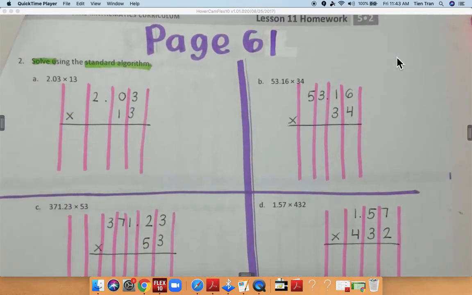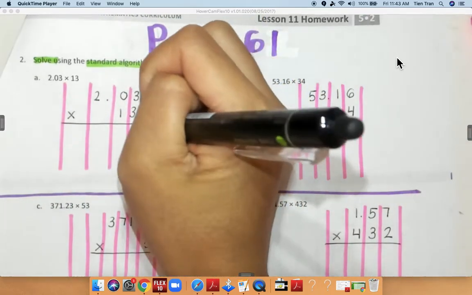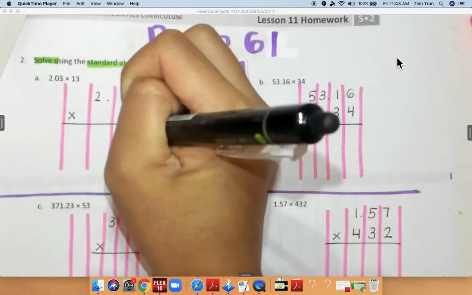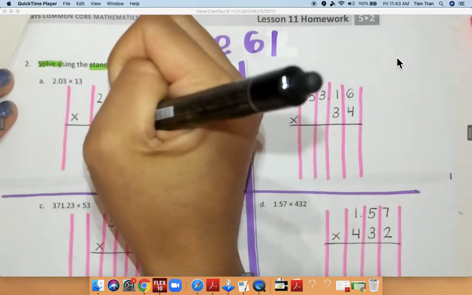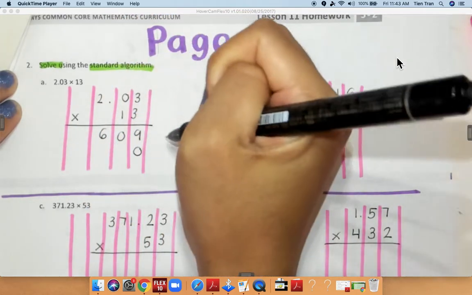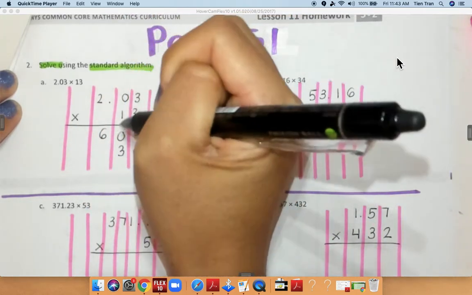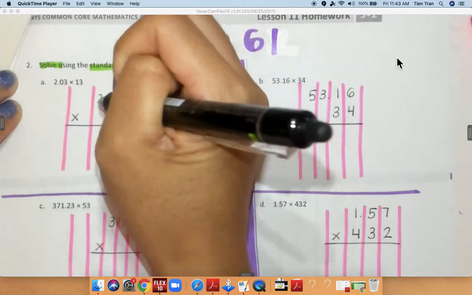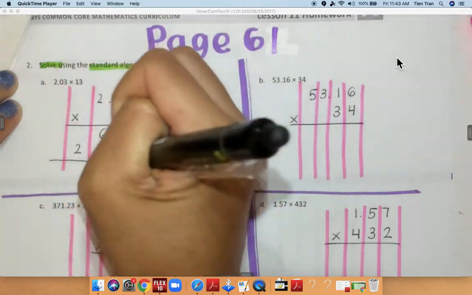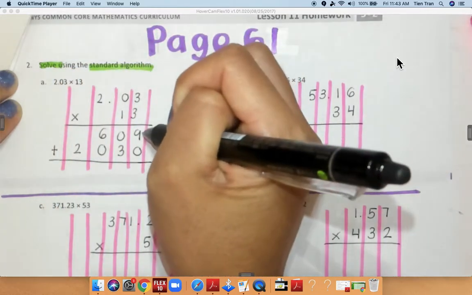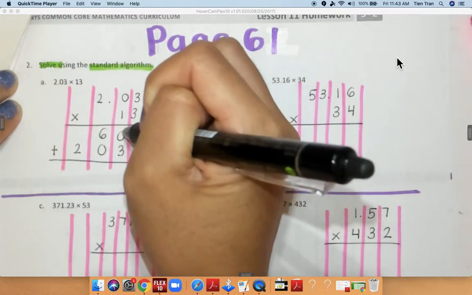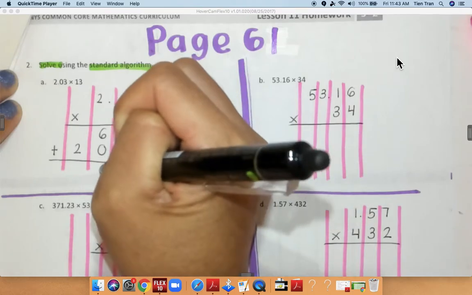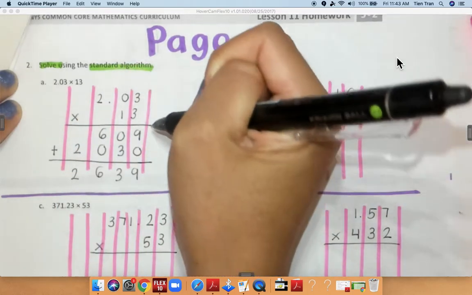So the first thing I'm going to do is multiply 3 times 3, which is equal to 9. 3 times 0 is equal to 0. 3 times 2 is equal to 6. Bring down my 0. 1 times 3 is equal to 3. 1 times 0 is equal to 0. And 1 times 2 is equal to 2. I'm going to add all of my numbers together. 9 plus 0 is equal to 9. 3 plus 0 is equal to 3. And 6 plus 0 is equal to 6. And bring down my 2.